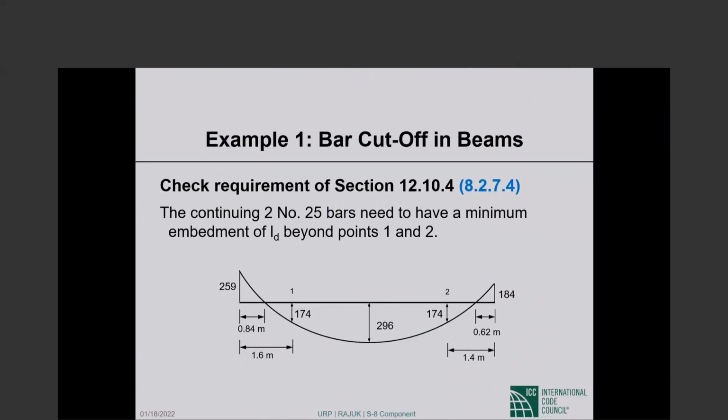Now to continue, the continuing two number 25 bars need to have a minimum embedment L sub d beyond points 1 and 2. Remember, at points 1 and 2, the continuing bars have to be fully developed.